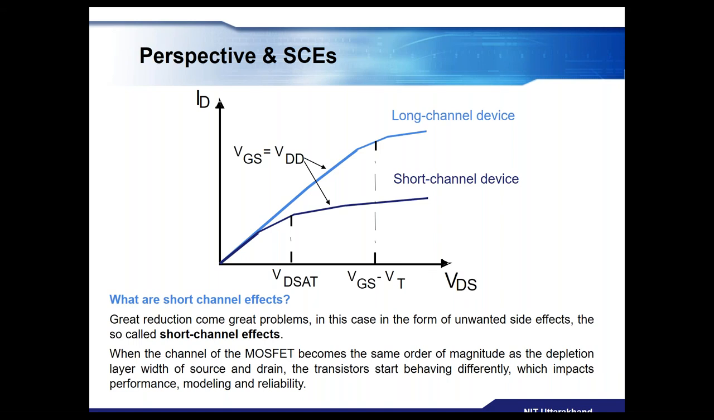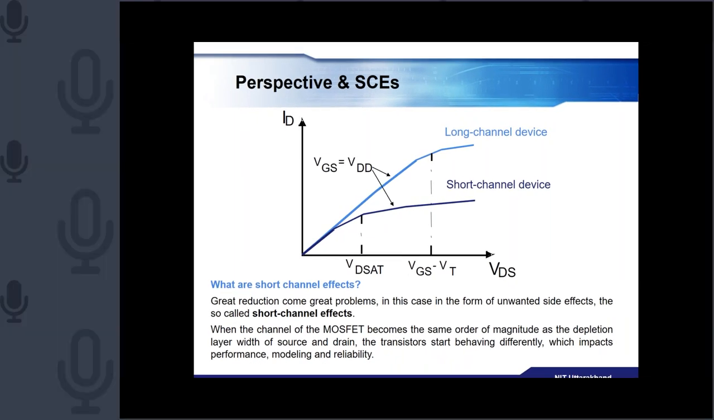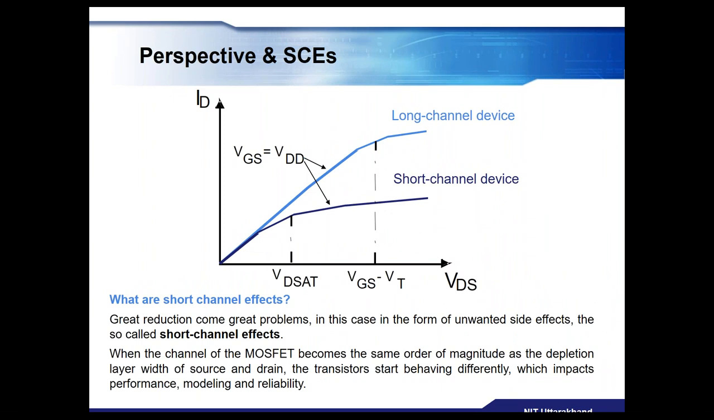I'm giving an example: if we are reducing the length, what will happen because of the short channel effect? The threshold will reduce. If the threshold reduces, what will happen? Your drive current will increase.